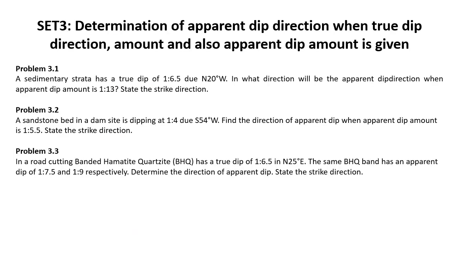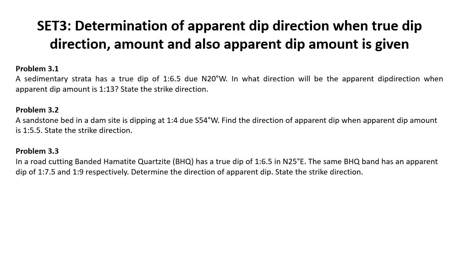Hello students. Today we will start with sets 3 and 4, that is from dip and strike problems. What are dip and strike, we have discussed. Dip is the angle of inclination of the bed with respect to the horizontal plane, and strike is the trend of the rocks, or the direction of the line formed by the intersection of the bedding plane and the horizontal plane. That is called the strike. Okay, now we will see the third set.